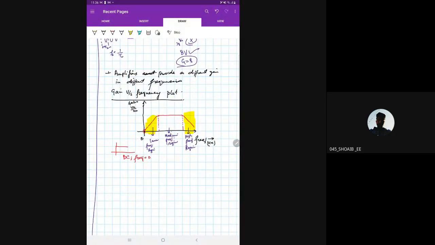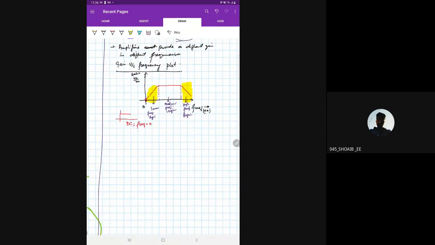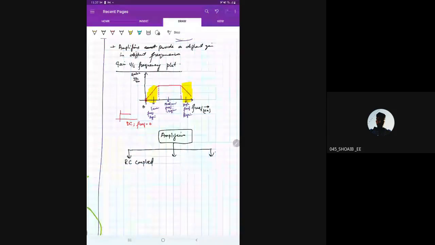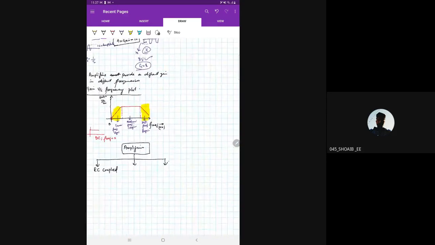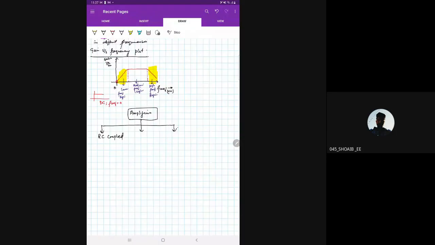Now I'll first tell you, generally amplifiers are of three types. या उनमें coupling तीन तरीके की होती है. We have three types of coupling in the amplifiers. One amplifier is known as RC coupled. What is coupling? Coupling means how you connect one circuit with another circuit. How you connect an amplifier. See, for example, you have an amplifier. I'll first tell you direct coupling. Okay, I'll first draw direct coupling.